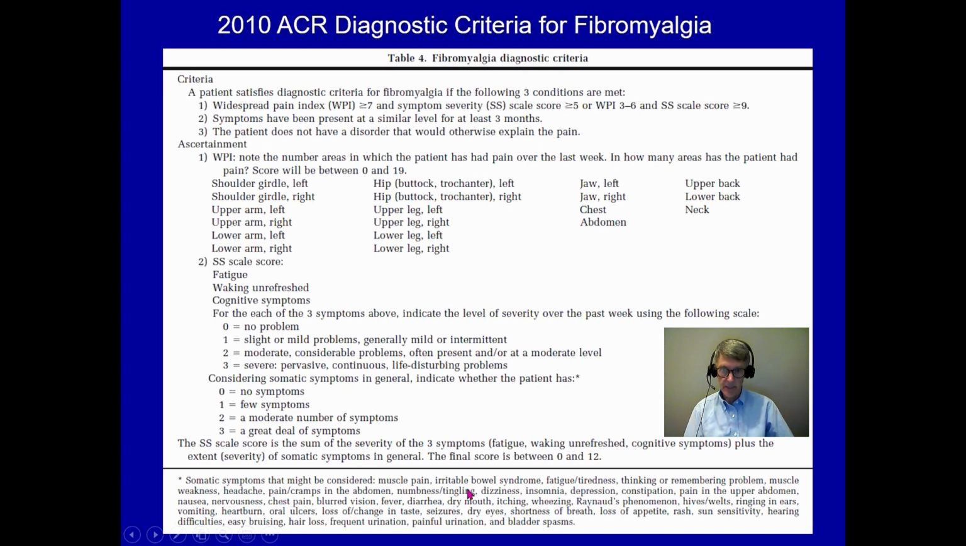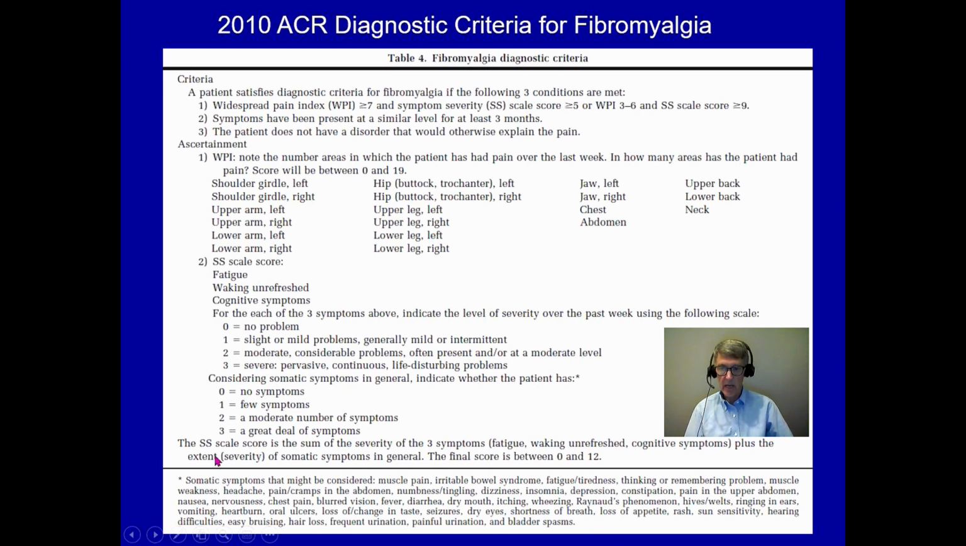These can include muscle pain, irritable bowel, fatigue, tiredness, thinking or remembering problems, muscle weakness, headache, pain and cramps in the abdomen, numbness and tingling, dizziness, insomnia, depression, constipation, pain in the upper abdomen, nausea, nervousness, chest pain, blurred vision, fever, diarrhea, dry mouth, itching, wheezing, Raynaud's phenomena, hives, ringing in the ears, vomiting, heartburn, oral ulcers, loss or change of taste, seizures, dry eyes, shortness of breath, loss of appetite, rash, sun sensitivity, hearing difficulty, easy bruising, hair loss, frequent urination, painful urination, bladder spasms.